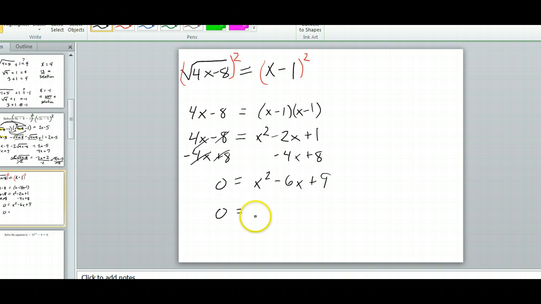Now this particular one, if you factor it, if you try to use the unfoil method, meaning come up with these binomial factors, you're going to get a minus 3 for both factors. So that means x equals 3 is the only proposed solution, but we still have to check it.